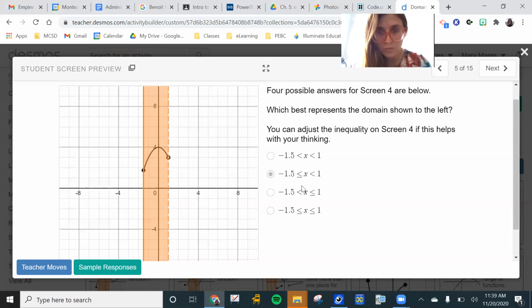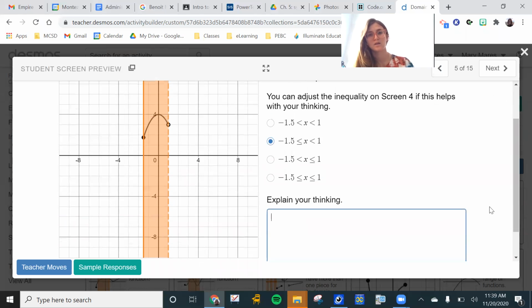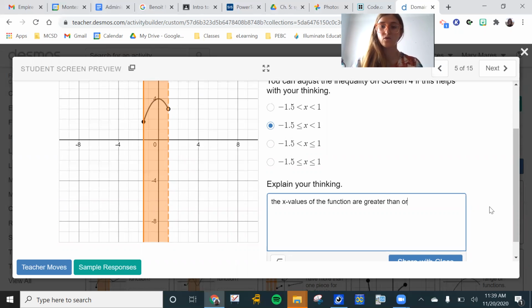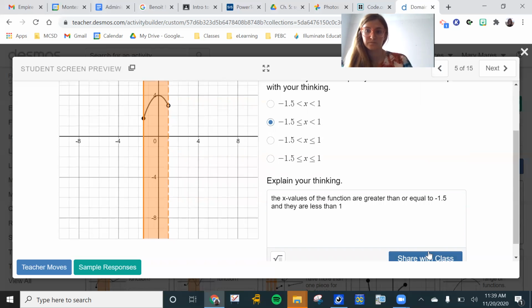But this one and this one, they both have less than or equal to, which is good. And then the second piece, I want to have just less than. So not this one, but this one. So the x values of the function are greater than or equal to negative 1.5, and they are less than 1.